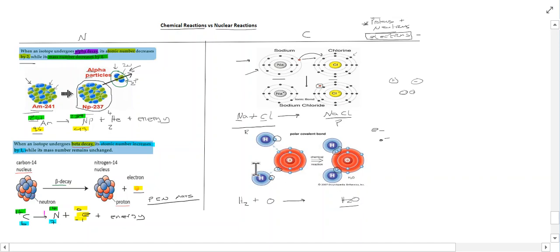Whereas with nuclear reactions, what happens is the atoms change from one atom into another, so they physically change, and it involves the nucleus of the atoms. Hopefully that makes sense, and that gives you a little bit of understanding of chemical reactions versus nuclear reactions.